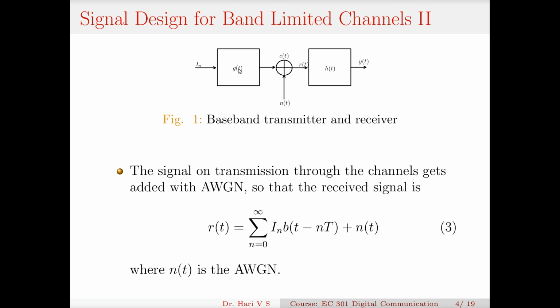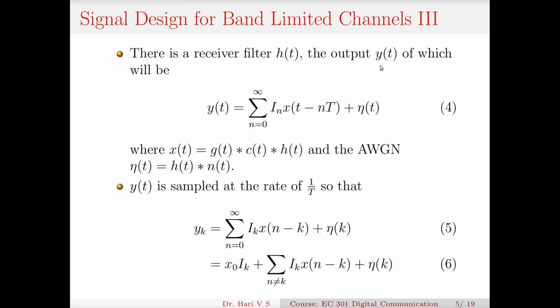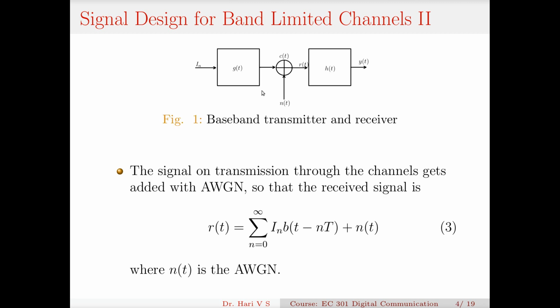So this g(t) is my transmitter filter, c(t) is my channel impulse response, and h(t) is my receiver filter. So this y(t) is nothing but sigma I_n x(t - nT) plus eta(t). What is this x? Because whatever is coming here, this r(t) is convolved with h(t). This r(t) is nothing but sigma I_n b(t - nT) plus n(t).